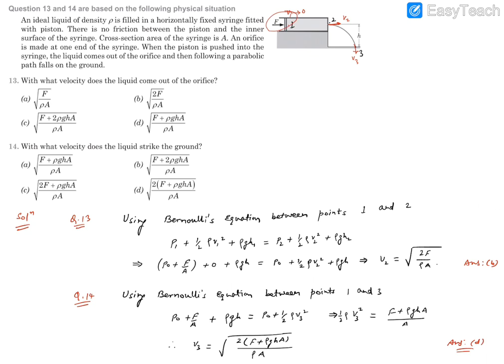So pressure at point 1 we have already calculated is P0 plus F by A, and the second term was 0 and the third term is rho gh. At point 3 we will find pressure is going to be P0 and the kinetic energy will become half rho v3 squared, and potential energy term will be 0 because height of this point from the same reference is 0. You will find P0 is getting cancelled out, and half rho v3 squared comes out to be, by cross multiplication, F plus rho gh A divided by A. From here v3 is going to be equal to 2 times the bracket F plus rho gh A divided by rho A, and this is within the square root.